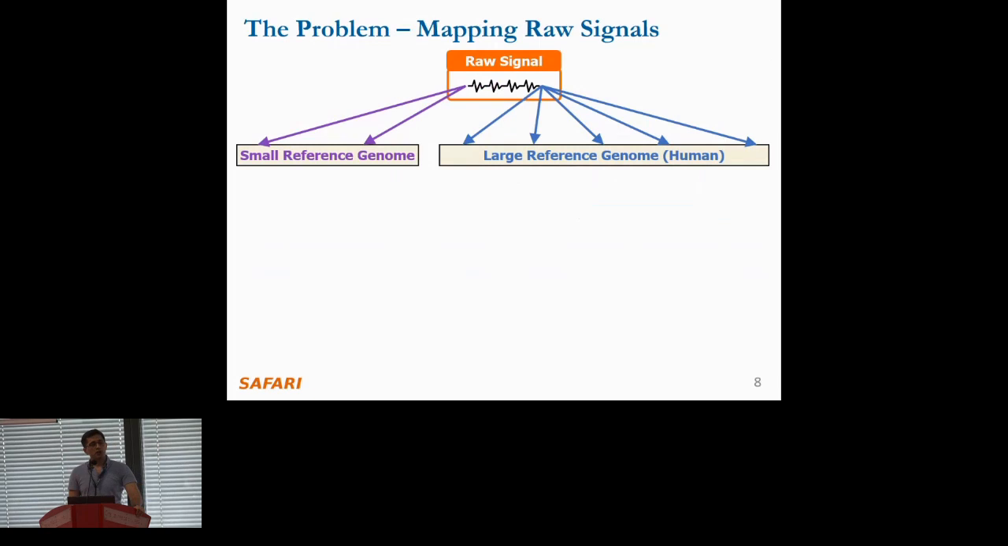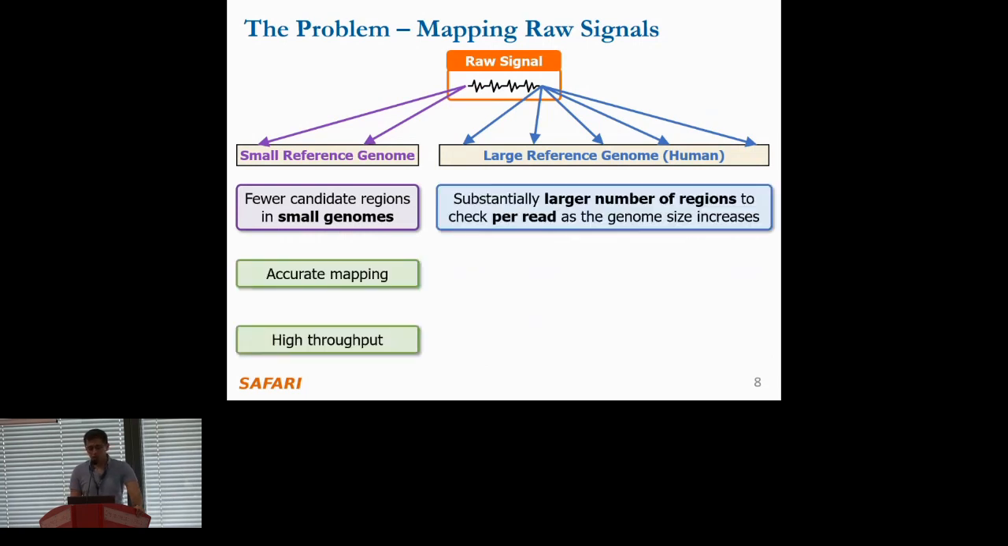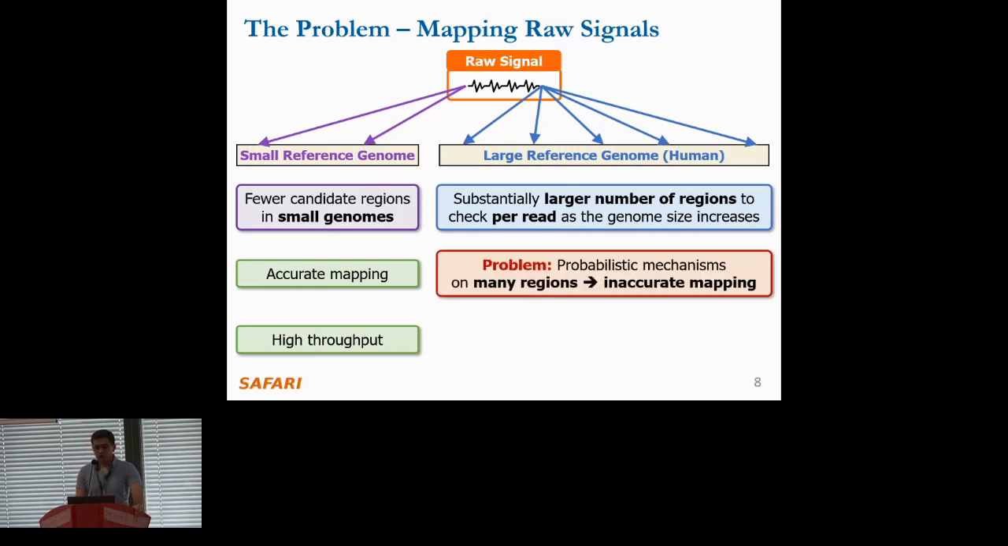However, when mapping raw signals to reference genomes, the size of the genome plays a crucial role. For small genomes, we have fewer candidate regions to analyze per read, which can allow for accurate mapping and high throughput. However, when we deal with large reference genomes, the number of regions to check per read increases substantially. This leads to 2 main challenges, essentially. First, the prior probabilistic mechanisms such as UNCALLED can result in inaccurate mapping due to the large number of regions to choose from.